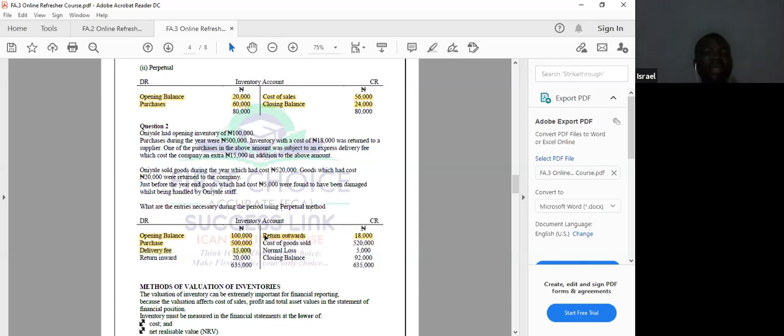Then after that, it says that Oniyale sold goods during the year which had a cost of 520. They give us the cost, and the cost is 520. So that is what we call cost of goods sold. Cost of goods sold, and that's 520.